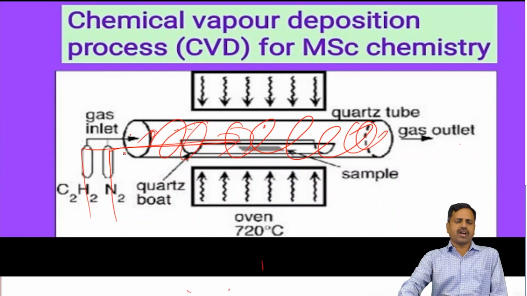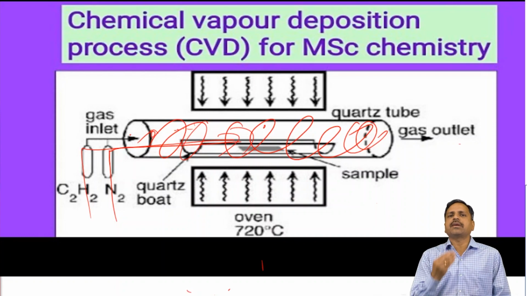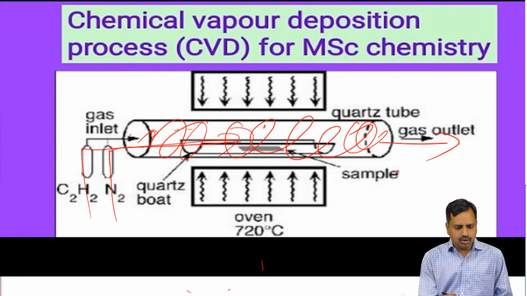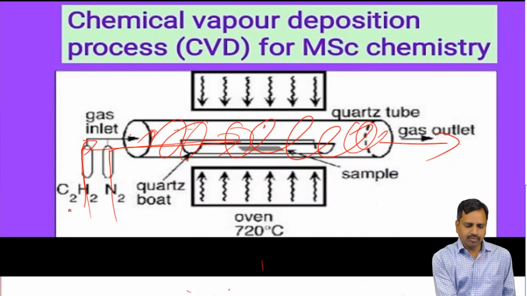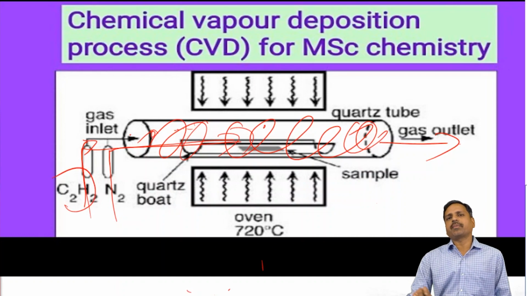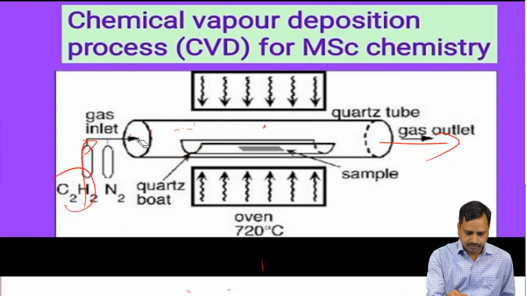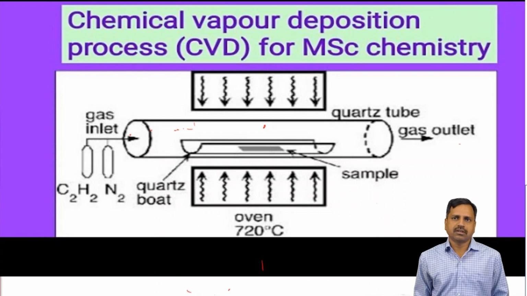If we pass the nitrogen continuously, any amount of oxygen that is there can go out, and then slowly we have to release the acetylene. When the acetylene is released, on what factors will the formation of the nanoparticles depend? The first factor is the catalyst which we are using.